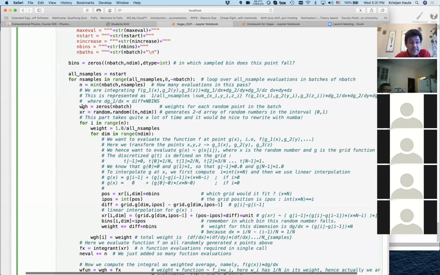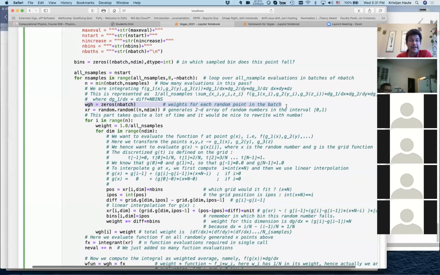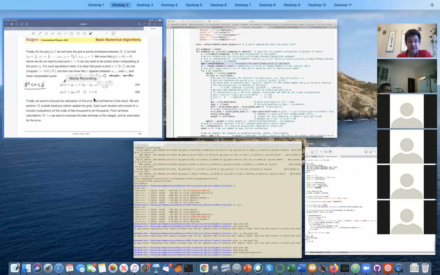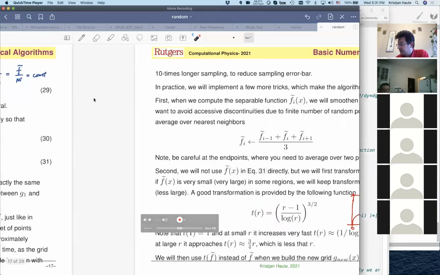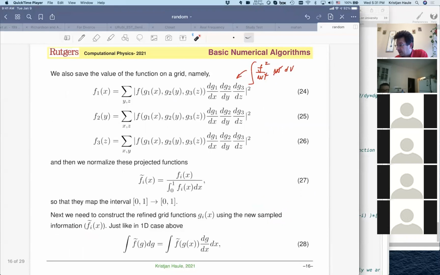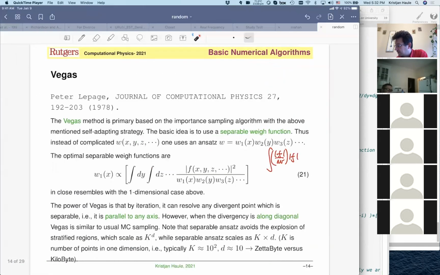So this VGH is going to be the weight for each random point in the batch. What is the weight? In naive Monte Carlo, the weight is just 1 over n, but in our Vegas algorithm, the weight also contains those derivatives, basically the Jacobian. So the weight is this thing here: dg1 over dx times dg2 over dx times dg3 over dx. So this Jacobian times 1 over n. I guess here I didn't write 1 over n as I should have.